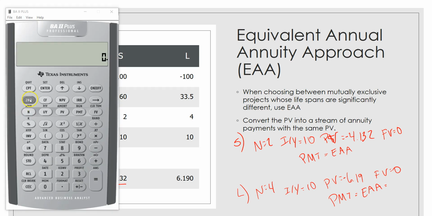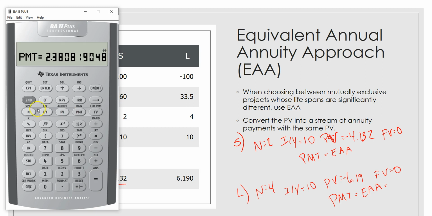So first step, I'm going to clear my time value of money. We have 2 years, 10% discount rate. We have 4.132 as our present value. Our future value is 0, and I'm going to compute the payment. And I get 2.38, so $2.38. Again, that's in thousands.